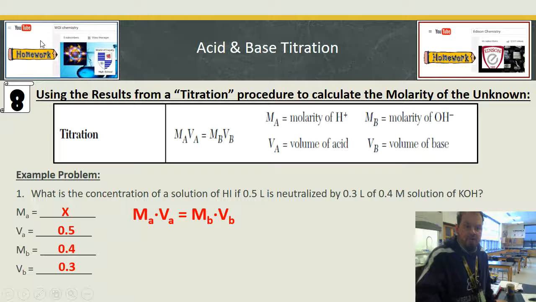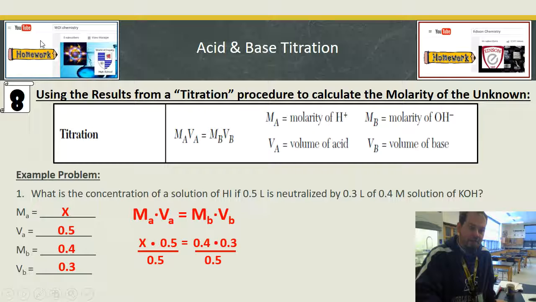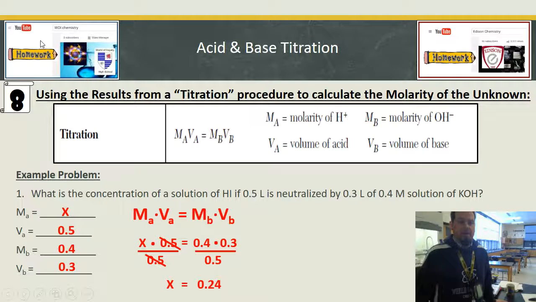So first, the equation, MAVA equals MBVB. Okay, I used little a's and little b's. It's okay. They don't need to be capitalized. I got x for MA. I got 0.5 for VA. I have 0.4 for MB and 0.3 for VB, and I'm multiplying these together. Okay, so how do I get x by itself? I need to divide by 0.5, and what I do to one side, I do to the other. When I divide that side by 0.5, the 0.5s cancel, which is brilliant, leaves me with just x. And then when I plug the other numbers into my calculator, I get 0.24. That's what you should get.